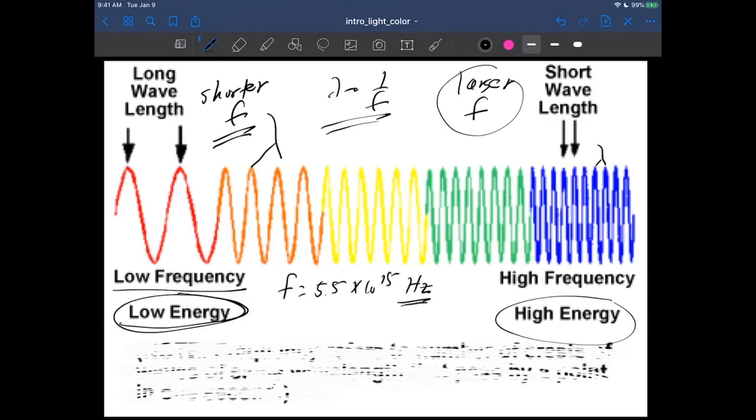Remember, the hertz is a times per second. And yes, I mean 15 up there. So the frequency of light like this might be 5.5, and then you'd have to put on 15 zeros. 1, 2, 3, 4, 5, 6, 7, 8, 9, 10, 11, 12, 13, 14, 15, something like this.